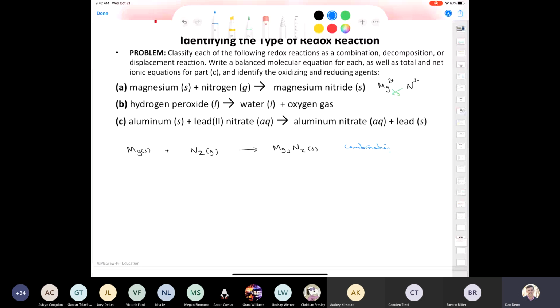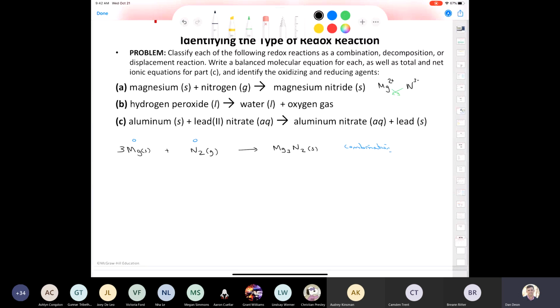Now let's identify the oxidation states. Remember that when we have an element in its pure form, the oxidation state is 0. And so we have a 0 for our magnesium and a 0 for our nitrogen. You know what I just noticed? I haven't balanced this equation, so I should do that before I move on. In my product, I have 3 magnesiums, so I'll put a 3 there, and I have 2 nitrogens. So there we go. I balanced the equation.